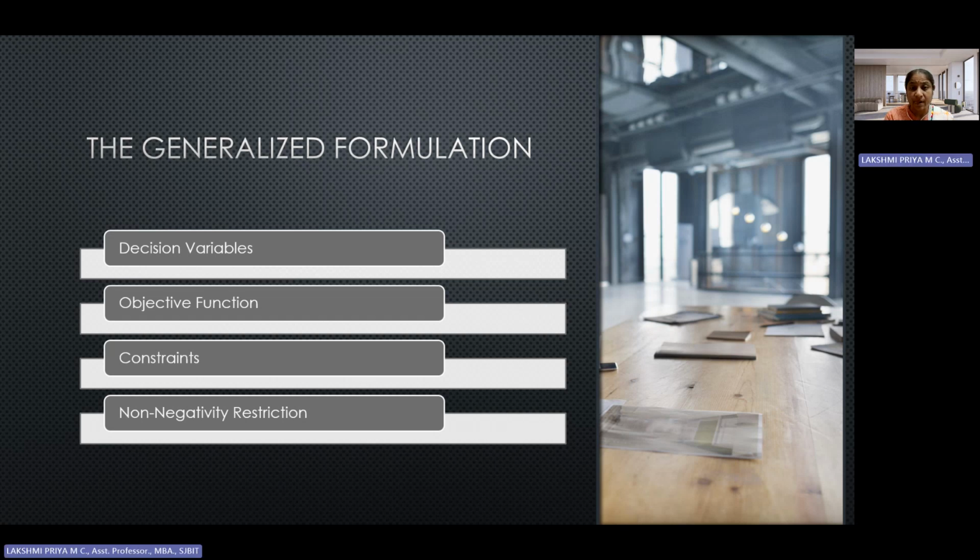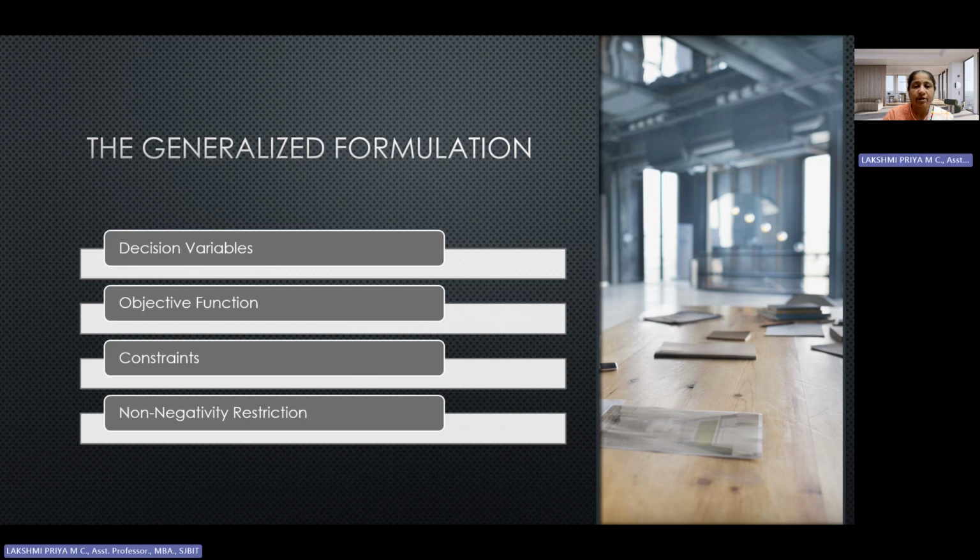Decision variables. What are these decision variables? These are those variables which we decide upon to determine how much of each has to be produced or has to be sold, etc. And they are unknown variables. We will not be knowing the value of these variables. These are the things we need to decide on, like how many units of A to be produced and how many units of B to be produced.